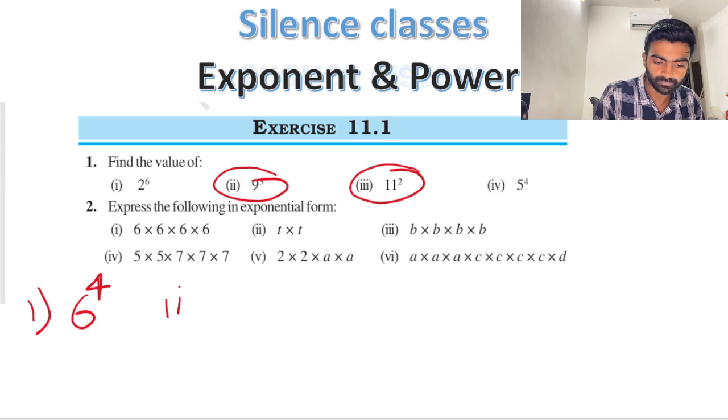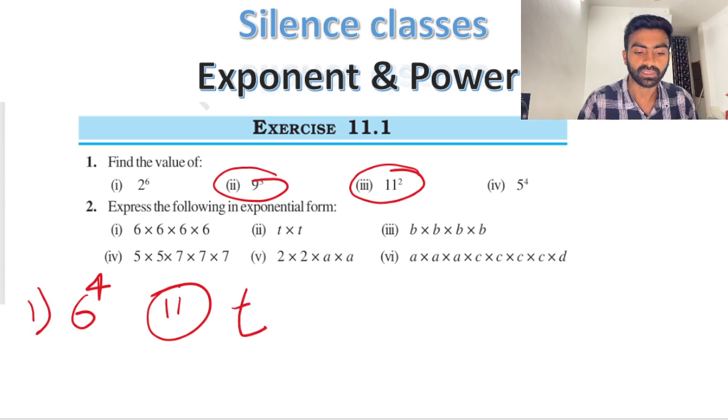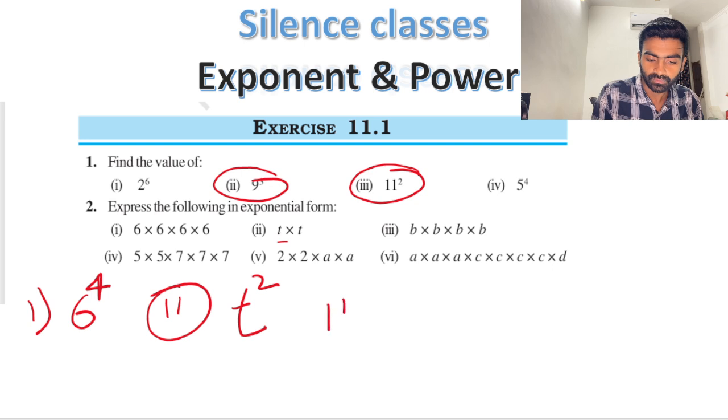Now 2. 1 and 2. How many t? Now the number is not given, a variable is given, so there is no problem in this. I've already told you in the introduction part, so don't get confused. We will take t as common. Then how many t are there? 1 and 2. So write 2 as the power. Now question number 3. 1, 2, 3, 4.